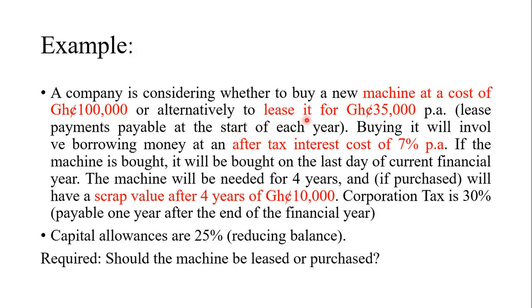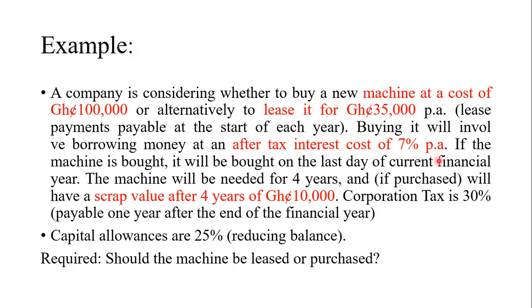A company is considering whether to buy a new machine at a cost of 100,000 or alternatively to lease it for 35,000 per annum. Lease payments payable at the start of each year. So lease payment is paid at the start of each year. Buying it will involve borrowing money at an after-tax interest cost of 7% per annum.